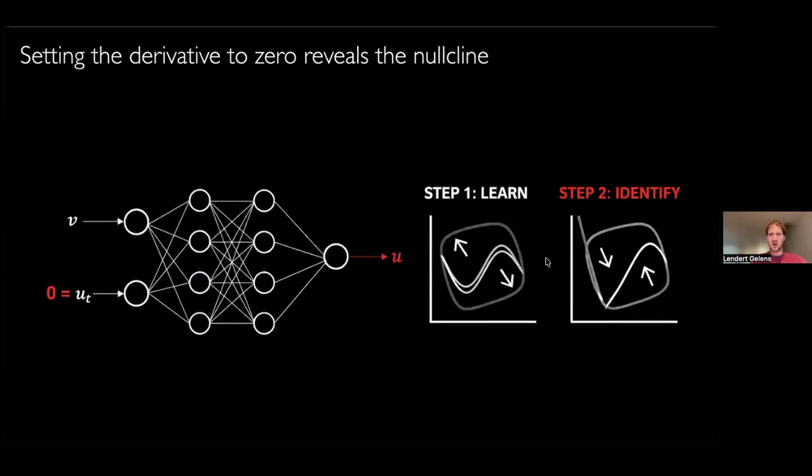Because in the next step, once the network is trained, we simply set the derivative input to zero, the derivative of u with respect to time is zero, and ask for each value of v, what is the value of u that satisfies that condition? And the answer is then the null line. So we go from time series to a geometric curve in phase space, not by regressing on the derivatives directly, but using them as inputs to learn a smooth mapping. And that makes the method more robust to noise than SINDy, for instance.